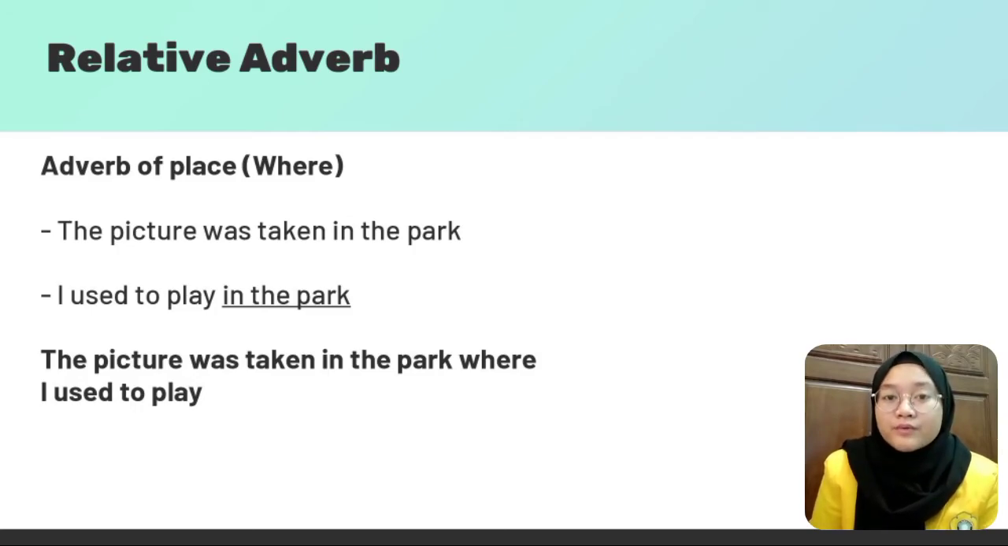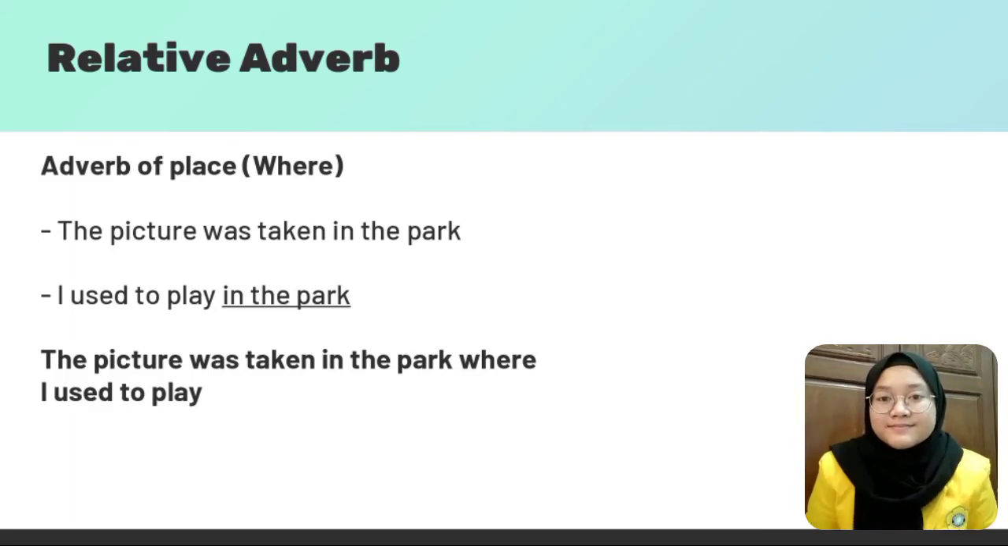And why do we put it right after in the park? Because we want to give extra information about the park. So, this is how we form the relative clause. Because adverbial clause in here talk about place, we use the relative adverb where to replace it.